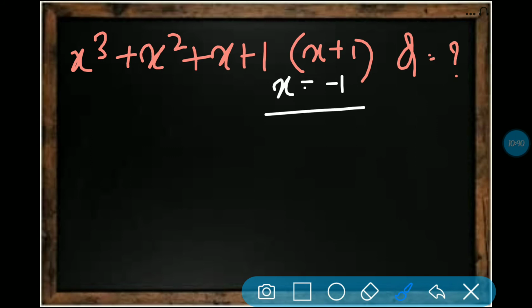Sorry. This x is equal to minus 1, as you can see here. Now we will have to find the coefficients. So x is equal to minus 1. We will do the synthetic division method, which would be easy for us, right? So first we will draw a line.